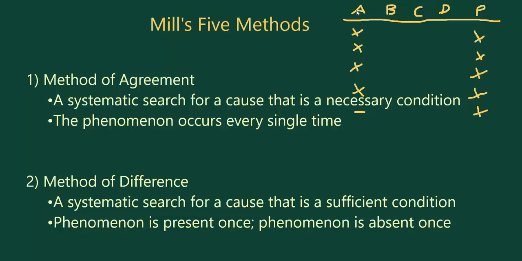Because if A is required for P, then any time that we have the phenomenon, you better have A as well, but in this case, we do not have it. So if B doesn't have it here, then we don't even need to proceed. We know that it's not going to be a necessary condition for P. And if it's missed in just one case, even in multiple cases, we know that D is not going to be our necessary condition.